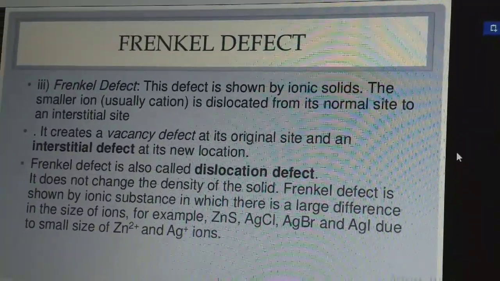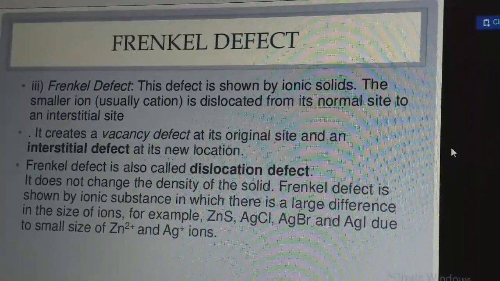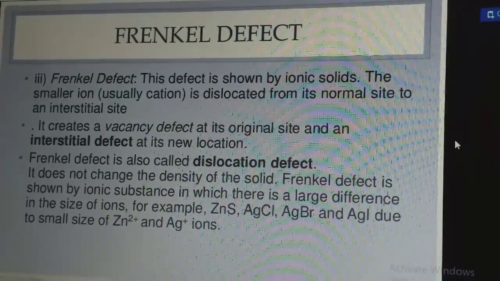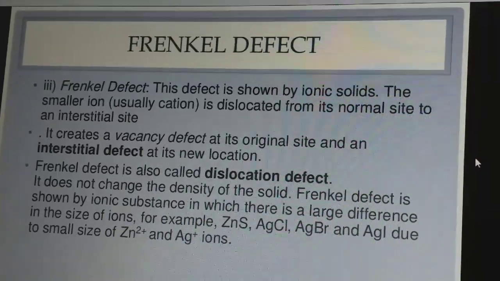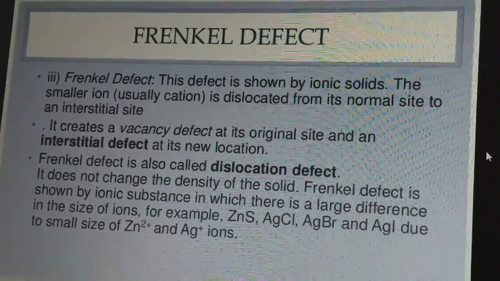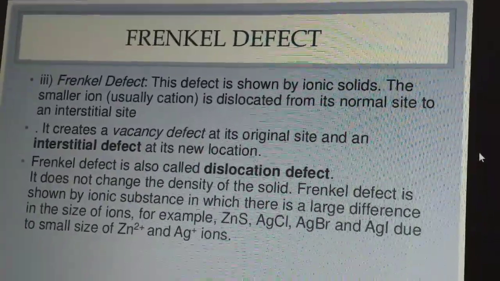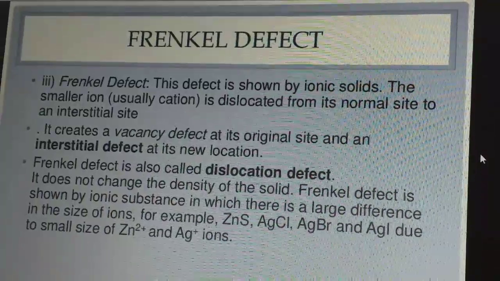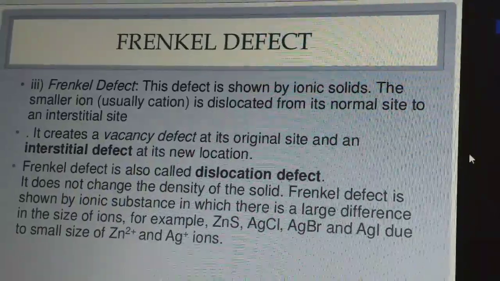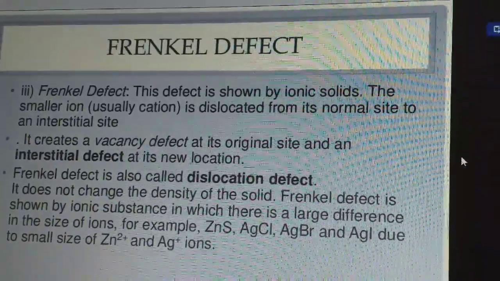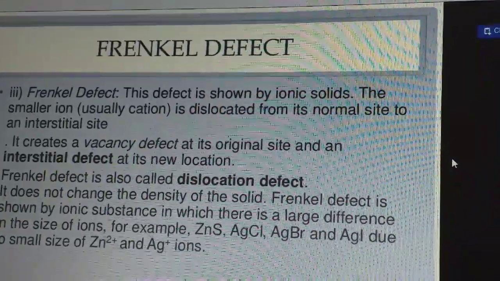Next is Frenkel defect. Frenkel defect is shown by ionic solids. It is also coming under stoichiometric defect only. The smaller ion, that is usually cation, you know very well, cation is smaller than anion. The smaller ion is dislocated from its normal site to an interstitial site. It creates a vacancy defect at its original site and an interstitial defect at its new location. And here vacancy defect is also there and interstitial defect is also there. Frenkel defect is also called dislocation defect, but it does not change the density of the solid.